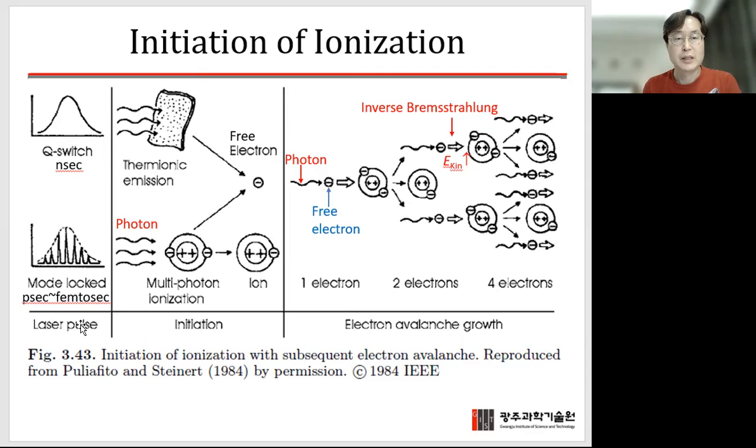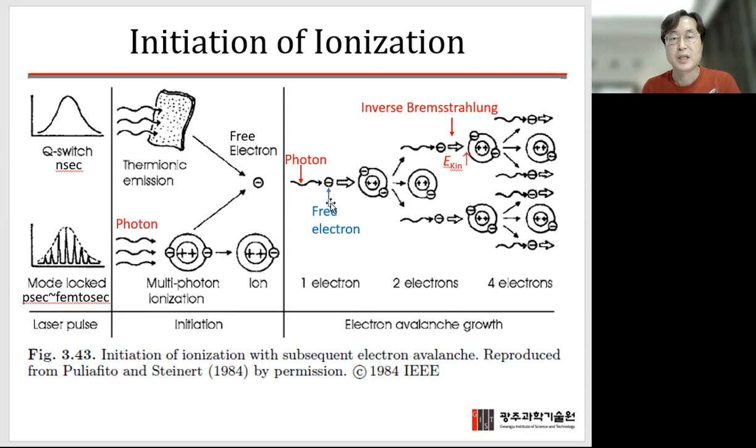For the mode-locked laser, it can have a very short pulse, so that it can cause multi-photon ionization. So not a single photon comes in, but multiple photons come in within a very short time, so that they can cause the ejection of the electron, and then it becomes an ion. So here will be a positive ion.